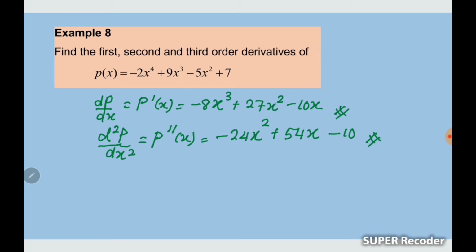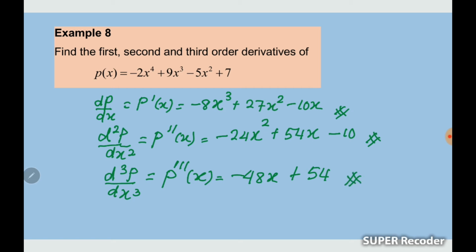What about the last one, the third derivative? You can write d cubed p dx cubed, or you can write p triple prime x, equals negative 24 times 2, negative 48 x. Differentiating 54x gives 54. Differentiating negative 10 gives 0. So this is the third derivative.